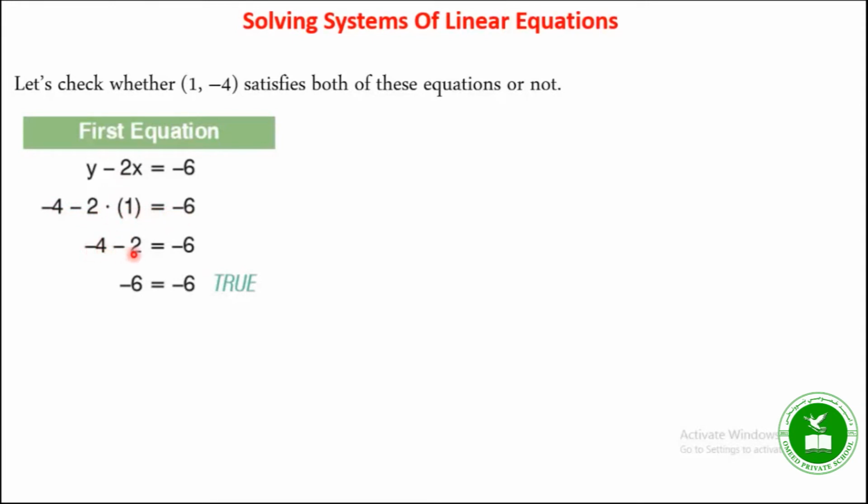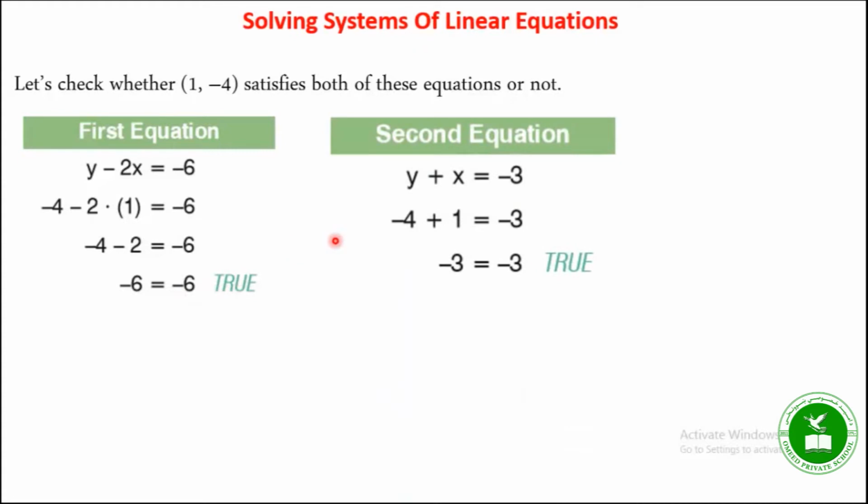Minus 4 and minus 2 is equal to minus 6. Minus 6 is equal to minus 6. It is true. For the second equation, y plus x is equal to minus 3. In place of y we put minus 1 and in place of x we put 1, which is equal to minus 3. Minus 3 is equal to minus 3. So this solution satisfies both of the equations. So it is the solution of the system of linear equations.